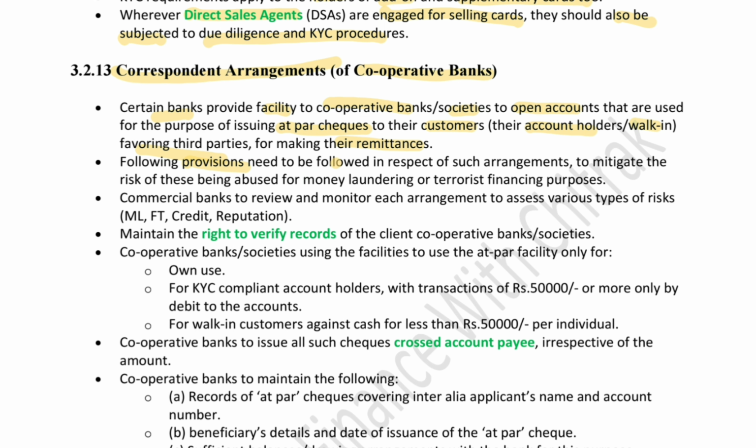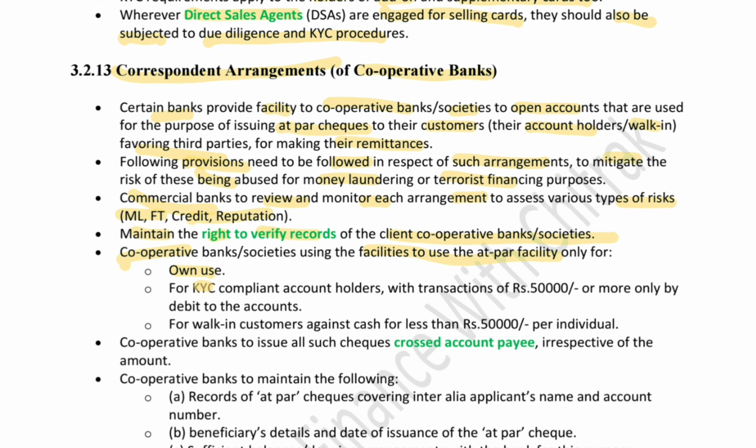Some provisions need to be followed in respect of such arrangements to reduce the money laundering or terrorist financing risks. Basically, commercial banks have to review or monitor each arrangement to assess the risk with it, for example money laundering risks, financial terrorism risk or reputation risks. Then they have to maintain the right to verify the records of the clients of the cooperative banks. The cooperative banks or societies using the at-par check facility have to use it for their own use. They cannot give these checks to third parties.